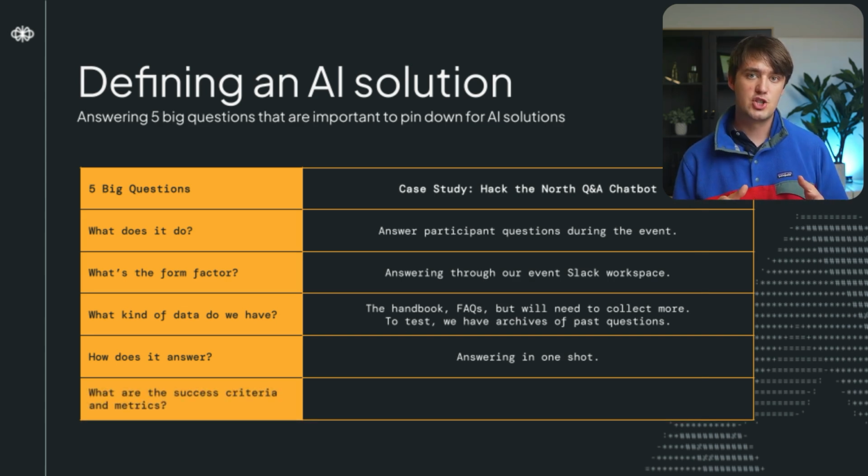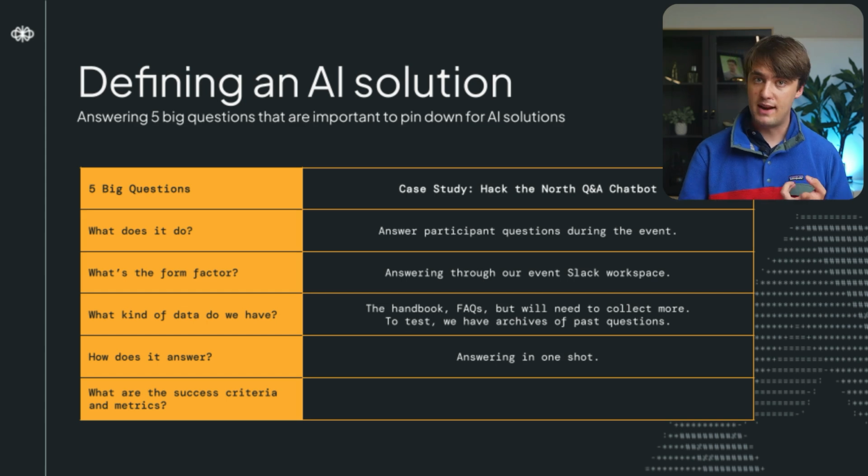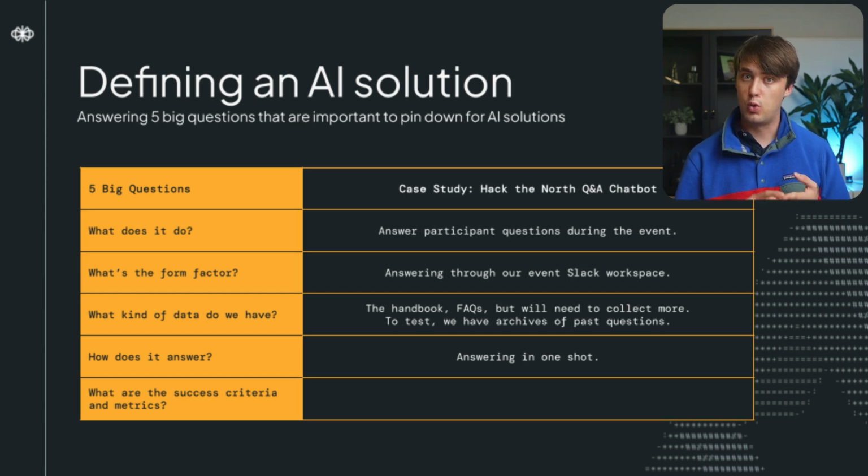The last important question is, what are the success criteria and how are we going to measure them? Are the measures going to be manual or automatic, quantitative or qualitative? What kind of interactions are we going to be analyzing? And here you have to think of both technical and business outcomes.